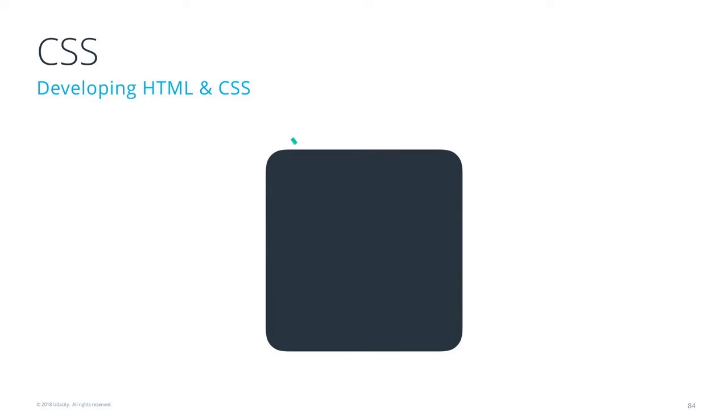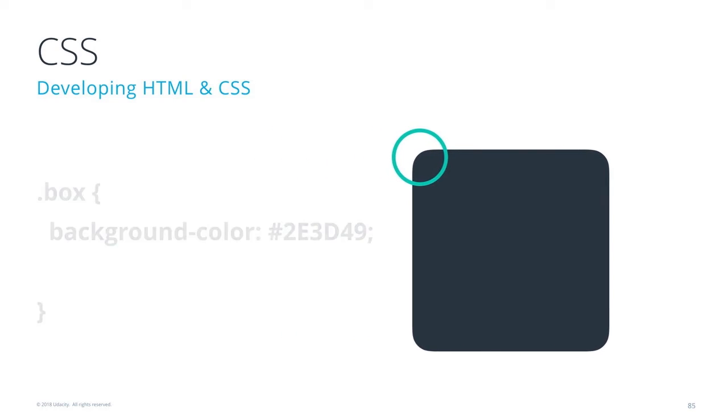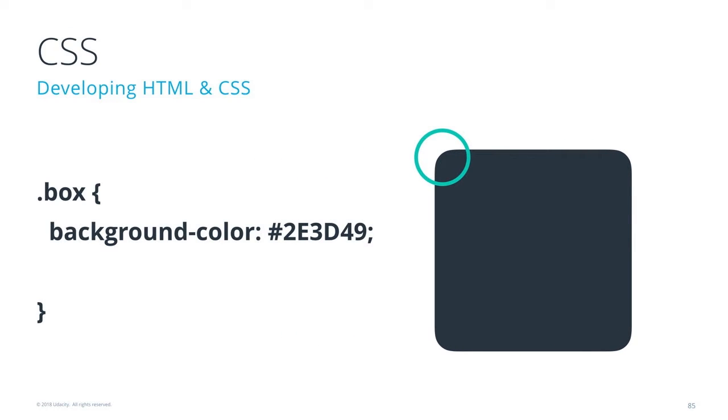Or CSS, we have this box right here. It's got a rounded corner. How did I know how to achieve that visual result in the browser? So right now, this box, I've said in the CSS style rules, I gave it a background color of this color code, which is this slate gray, slate blue color.